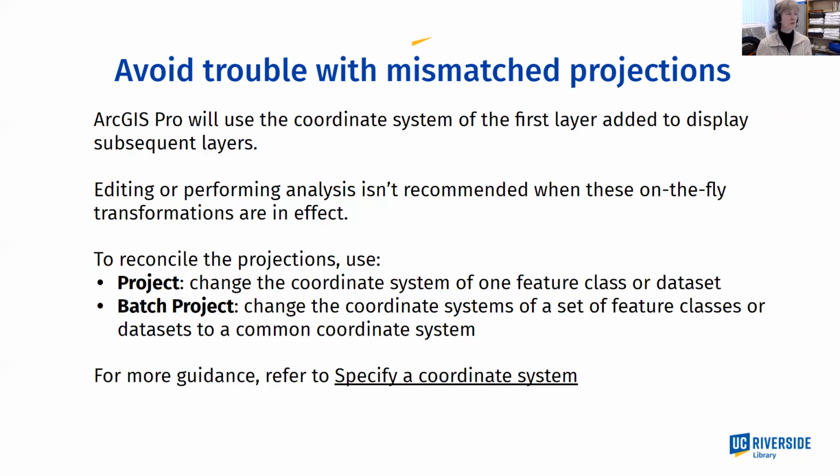Fortunately, there's a couple of tools that you can use to fix that once and for all, so it's not being done on the fly. They're called Project, and that is what you would use if you just have one to change. If you've got many layers that you all need to reconcile to this one coordinate system, then you would use Batch Project. And I've got a link to more information about how to go about doing this kind of thing. Anyway, just a brief aside, this is where projections might trip you up if you're not careful.